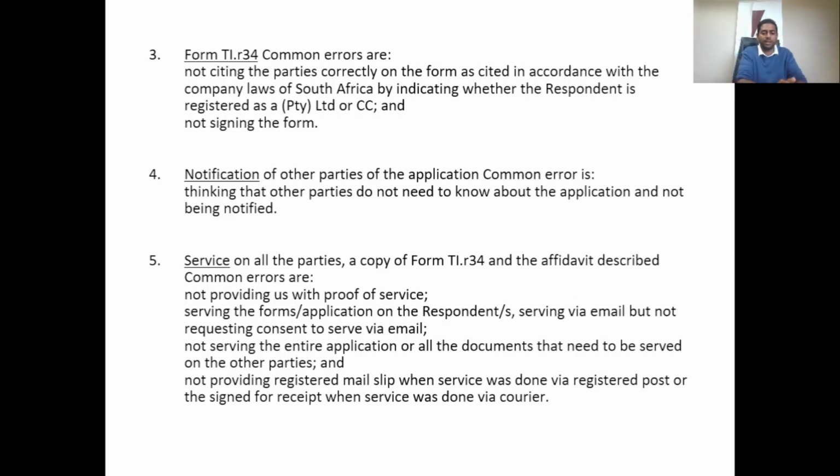But remember, for the post office service or registered mail service, the effective date at the start of the application is the date on which the registered mail was issued. However, when the respondents or other parties to certain of these types of applications, or any type of applications, provide a date of first notification, that date becomes the date that they've received the application. But that's basically on service.